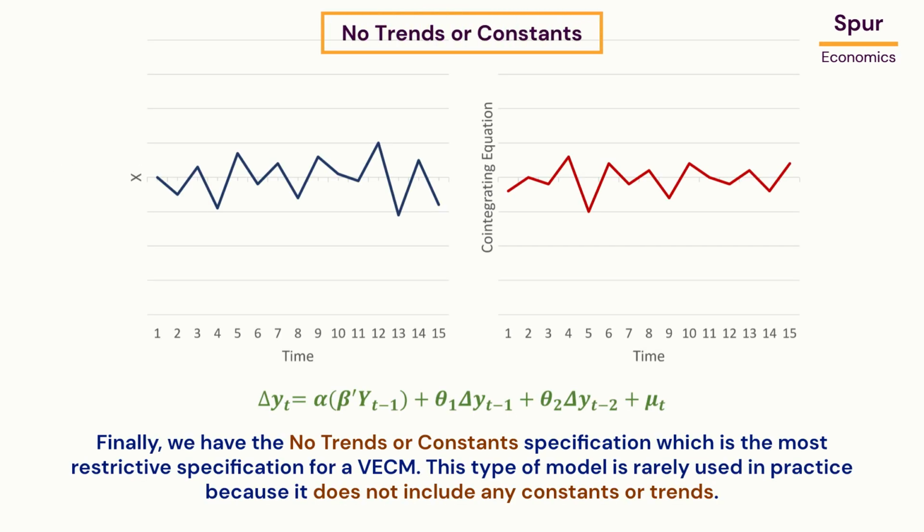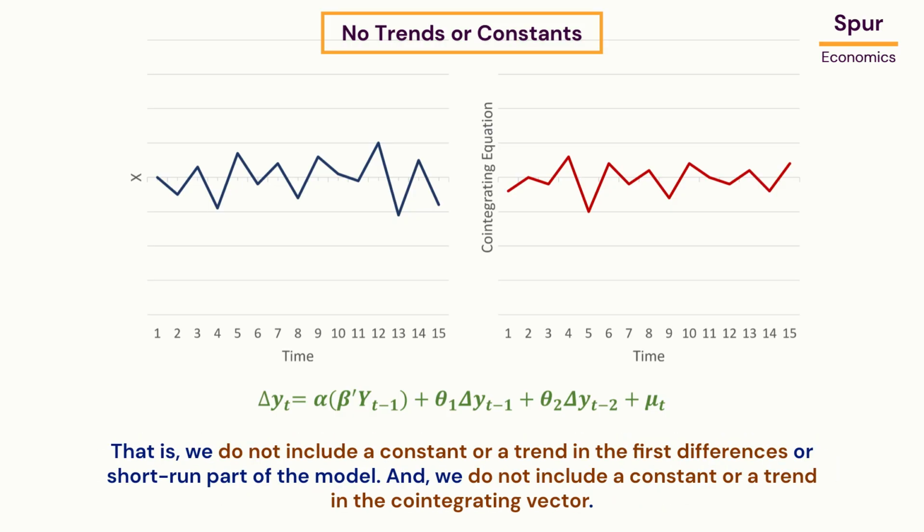Finally, we have the no trends or constants specification, which is the most restrictive specification for a VECM. This type of model is rarely used in practice because it does not include any constants or trends. That is, we do not include a constant or a trend in the first differences or short-run part of the model. And, we do not include a constant or a trend in the cointegrating vector.